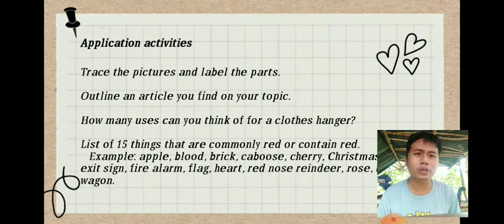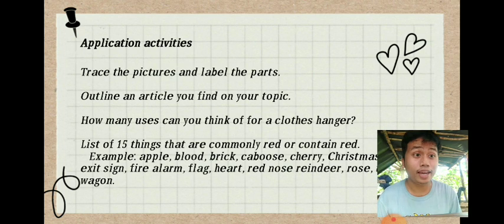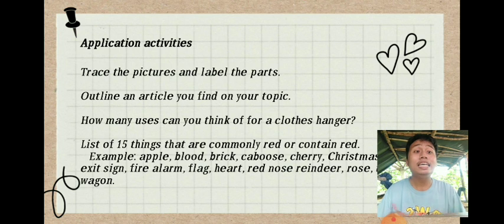Trace the picture and label the parts. Yes, this is very important to avoid misunderstanding and confusions mahitabo. Outline an article you find in your topic to have a synchronized and arranged topic. Then, how many uses can you think of for a clothes hanger? Then, list 15 things that are commonly red or contain red. So, apple, blood, brie, carbool, cherry, Christmas. These were the suggestions man or relates man sa clothes hanger.